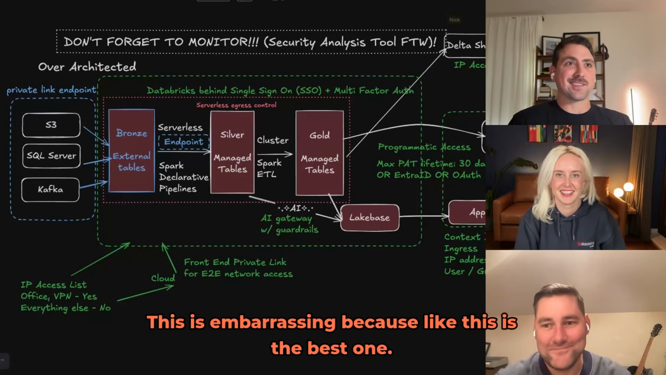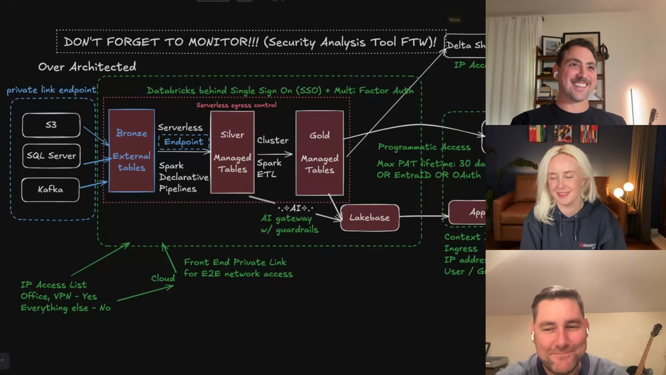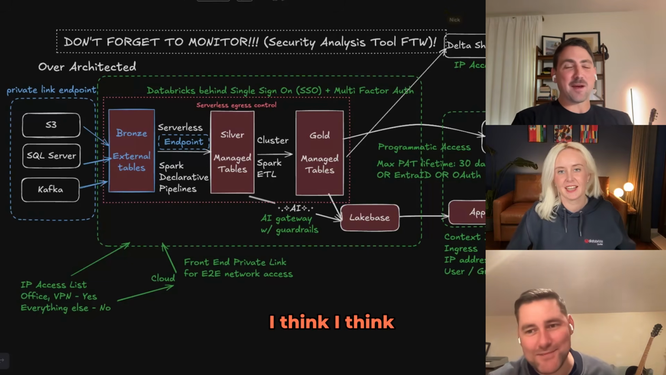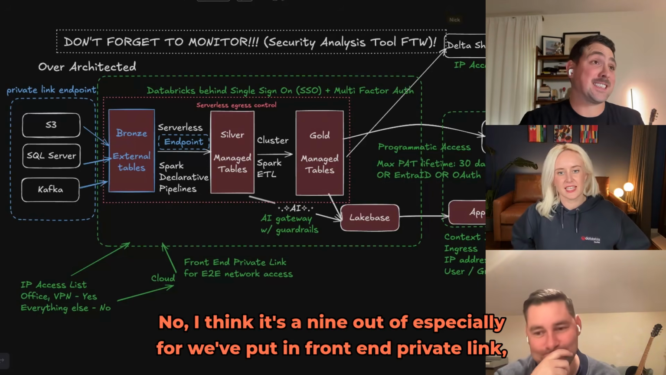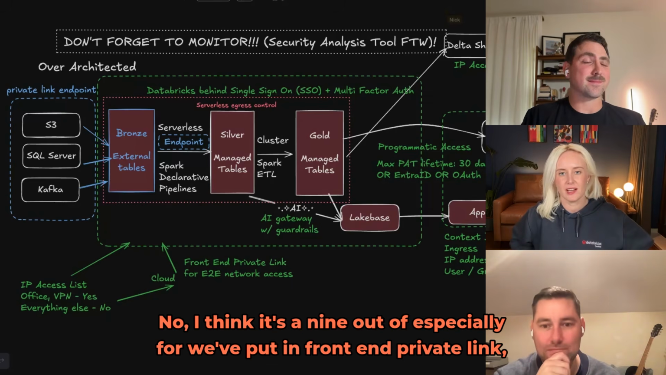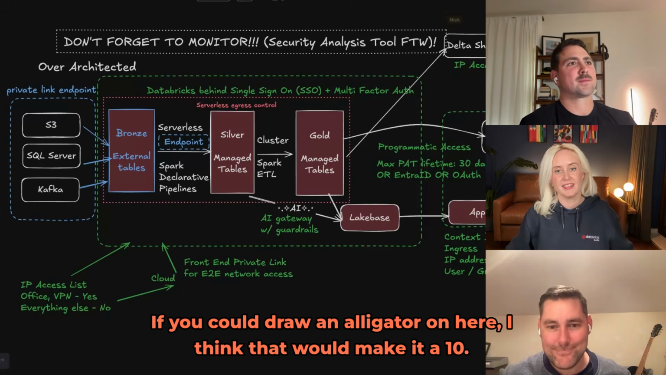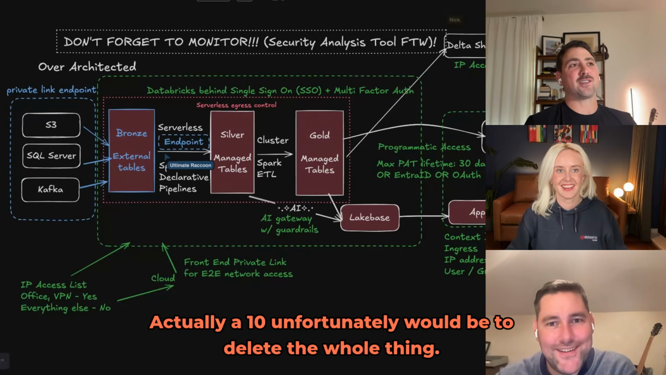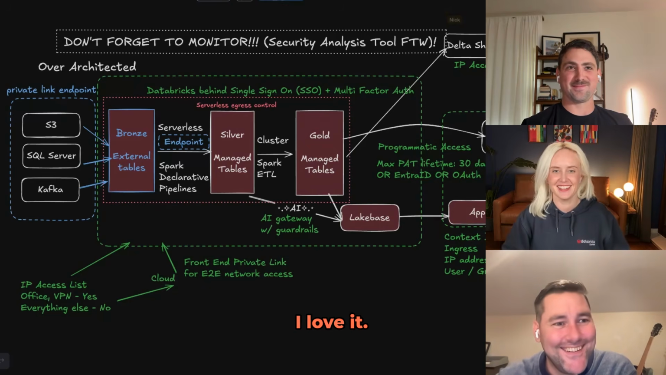This is embarrassing because this is the best one. Yeah, it's fine. Next month it's just going to be Andy talking sensible things, and Nick and I are going to be fired. I reckon you say this every time. 9 out of 10. It can't be 10 out of 10. It's never going to be 10 out of 10. No, I think it's a 9 out of 10, especially as we've put in front end private link, which is not for everyone. It's only if your company super duper needs it. I know it would make this a 10 if you could draw an alligator on here. And then we can have the perfect architecture. Actually, a 10, unfortunately, would be to delete the whole thing. Can't break into something that doesn't exist. Yeah, excellent. I love it. It's an idea.